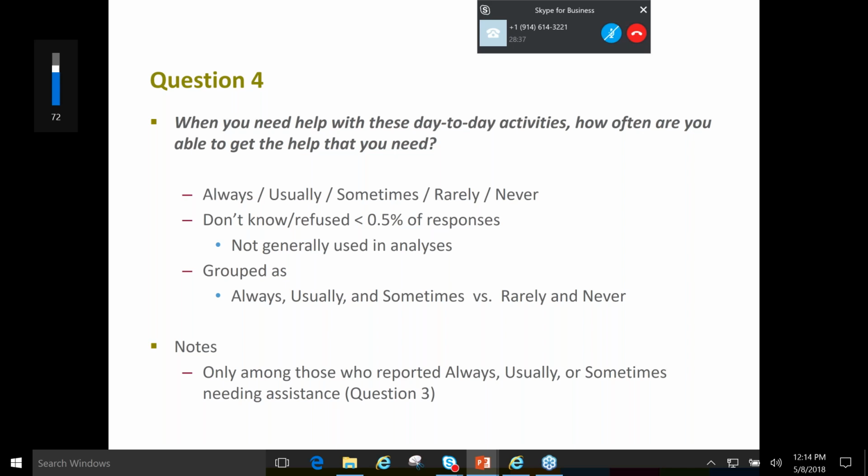And so one thing to note when you're analyzing this data is that this question is only asked among those who reported always, usually, or sometimes needing assistance in question 3. So that's who we're asking this question of. If they report always, usually, or sometimes needing assistance, we want to know how often they are able to get that assistance.